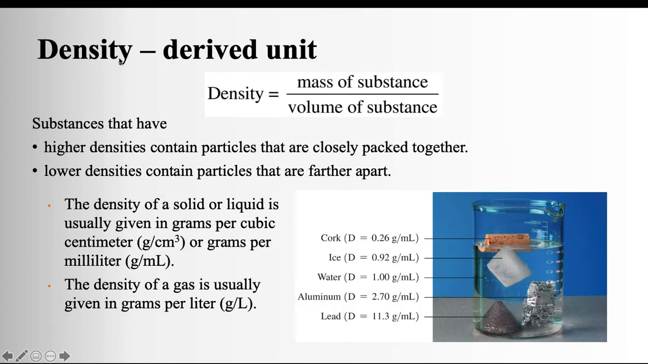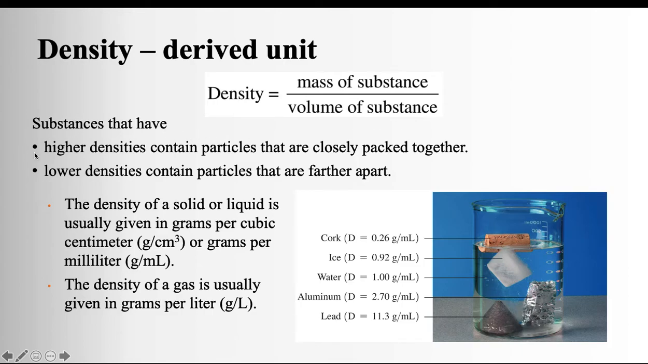Let's talk about density. Density is a derived unit. Why do we call it a derived unit? Because it's not a base unit. It is calculated by knowing the mass of a substance and its volume. Therefore, density is given as the mass of a substance divided by the volume of that particular substance.